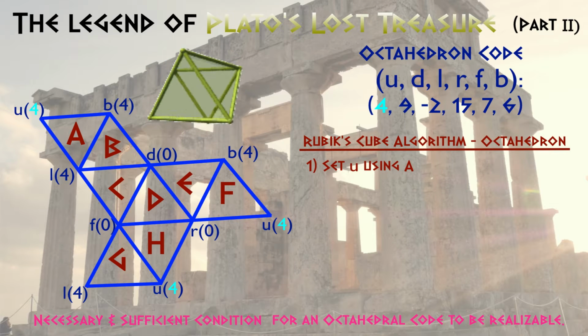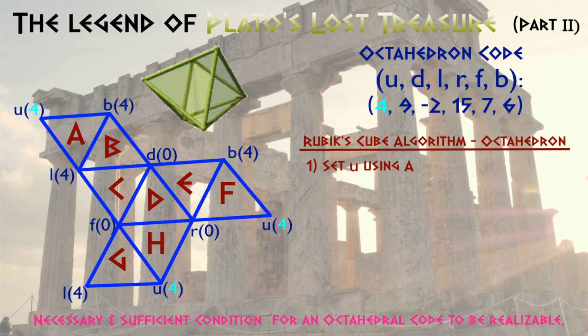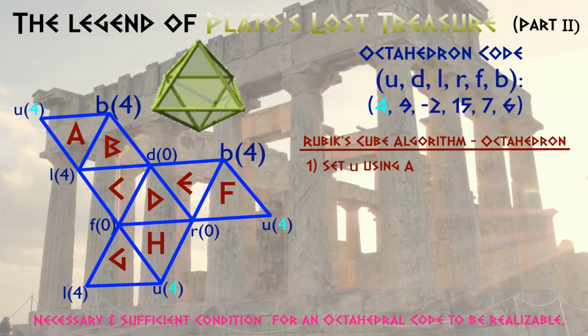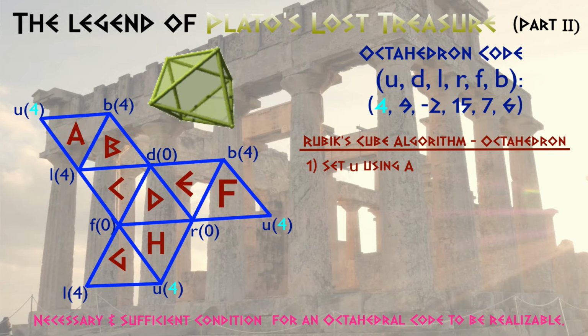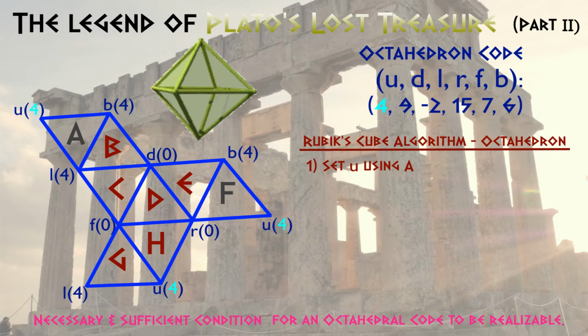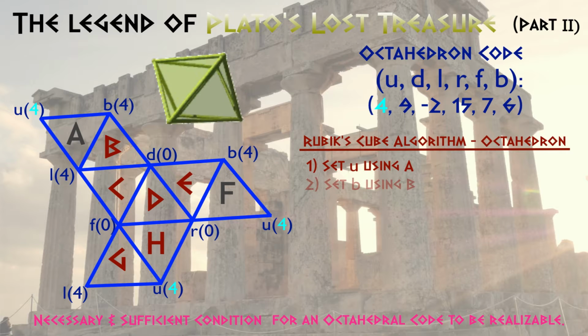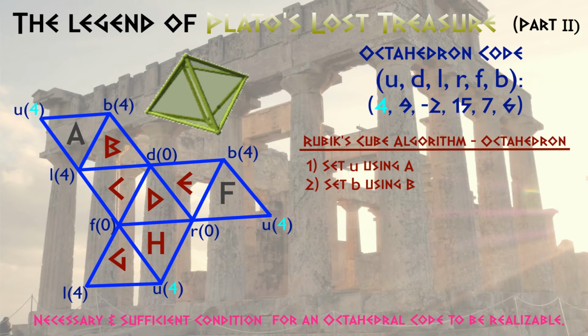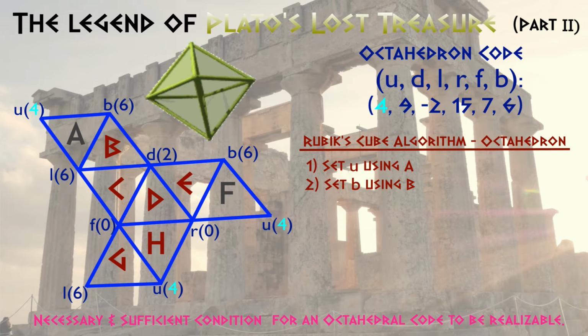Now we want to set any vertex other than the one opposite U, so other than D, using a face that will not mess up U. So I don't know, maybe we'll do B next. B lies on 4 different faces, 2 of them in the northern half, 2 of them in the southern half, but we have to avoid the 2 in the northern half so as to not mess up U. So let's choose face B to set vertex B to its appropriate level.